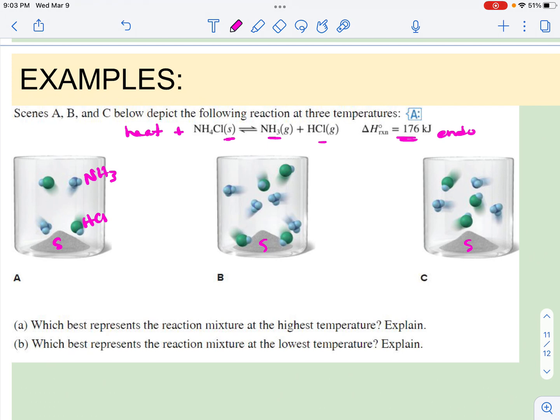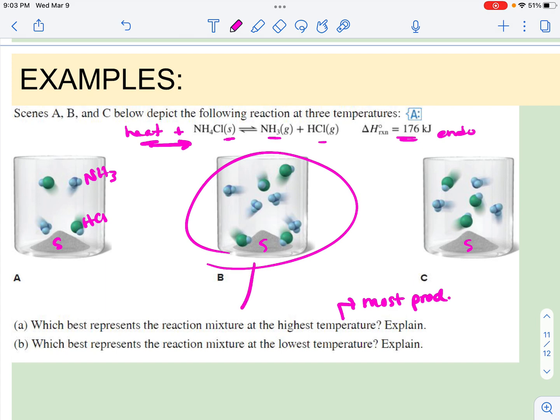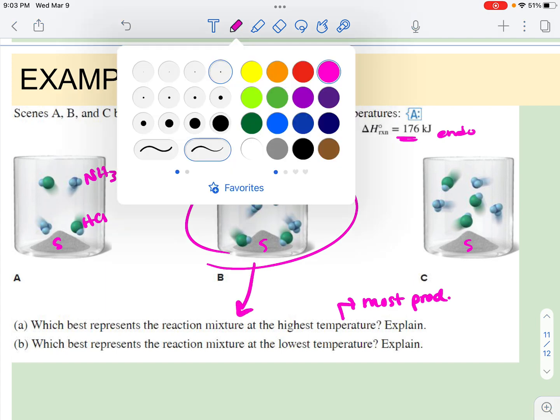Okay. They want to know now which one shows me the mixture at the highest temperature, right? Well, if the temperature's high, I've added heat, the reaction's going to shift to the right. So in this case, I need to know which one has the most product. So that's pretty easy. I can do this even without counting. This would be this one. So this is your answer to part A.